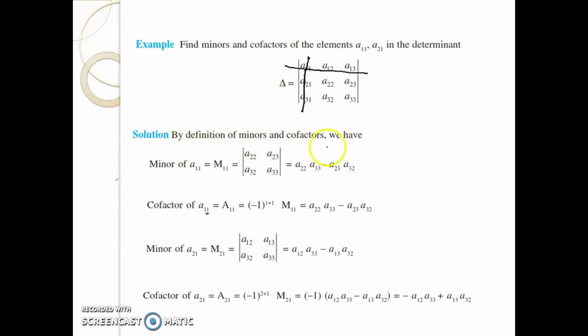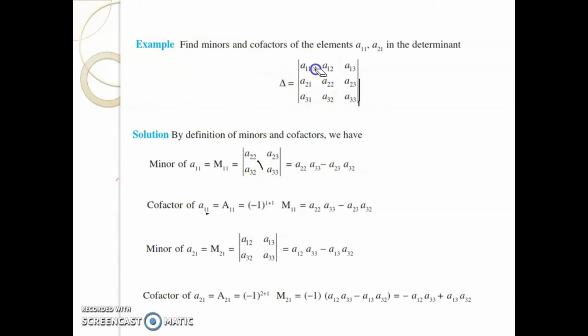By the definition of minor and cofactors, when we are deleting for the minor of A11, we will denote it with capital M11, the determinant of A22, A23, A32, A33. We will have this determinant as our minor, right? We know how to solve this determinant, cross multiply: A22 into A33 minus A23 into A32, right?